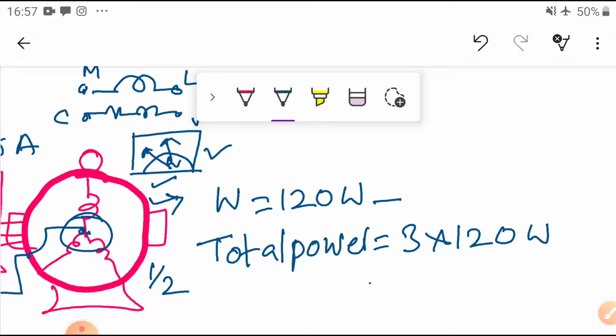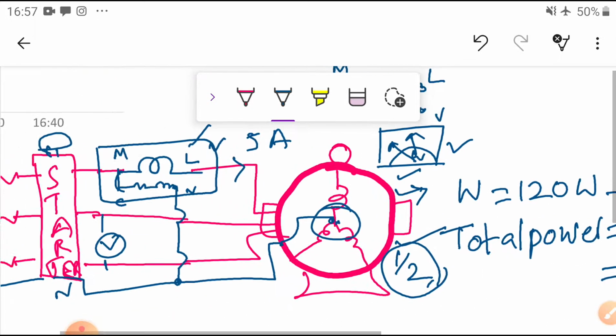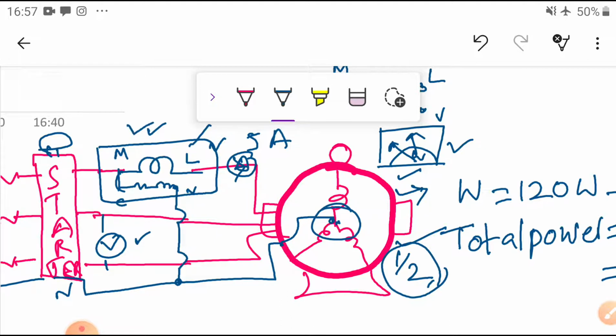What is the value? 3 times 12 is 36, so 360 watts. This is the total power consumed by this motor under running condition with full load. This power is measured with the help of a wattmeter, voltage with a voltmeter, and current with the ammeter, in a balanced load with the single wattmeter method.